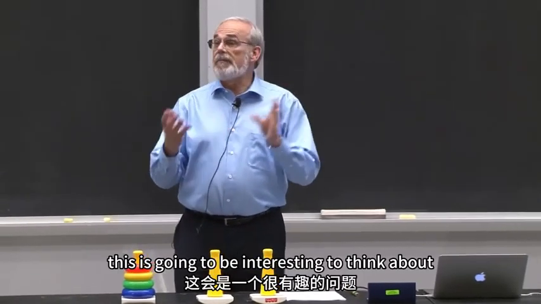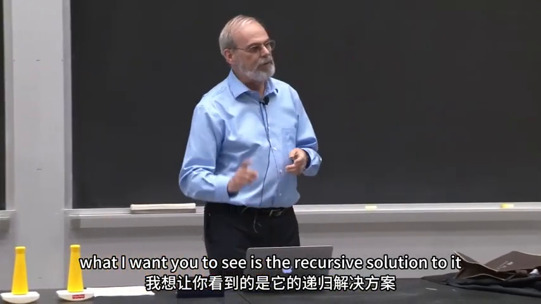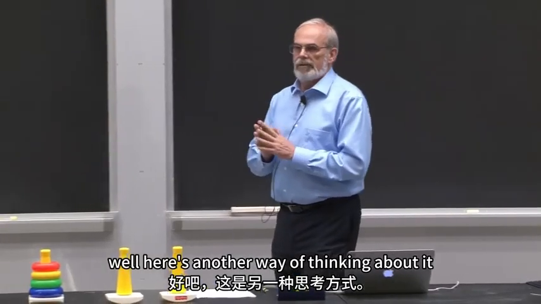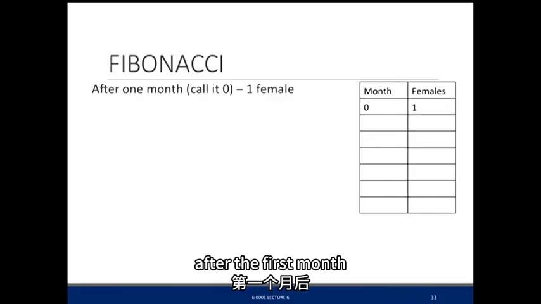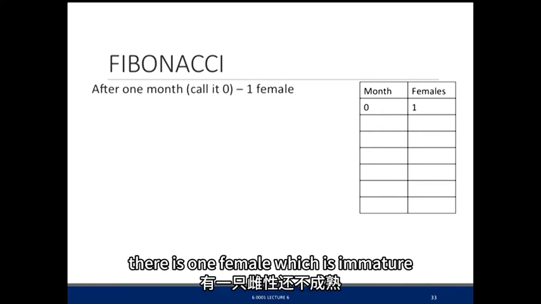You can also see this is going to be interesting to think about, how do you compute this? But what I want you to see is the recursive solution to it. So how could we capture this? Well, here's another way of thinking about it. After the first month, and I know we're going to do this funny thing, we're going to index at 0, so call it month 0, there is 1 female, which is immature.